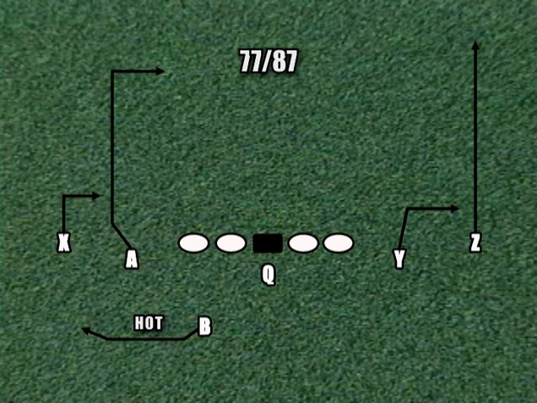If he goes play side, then we're going to read the defender over the A receiver. If the defender carries the A receiver and turns and runs with him, he will come underneath to the X receiver. If he squats and he stays low, then he'll come over the top and try to hit the dig route to the A receiver.